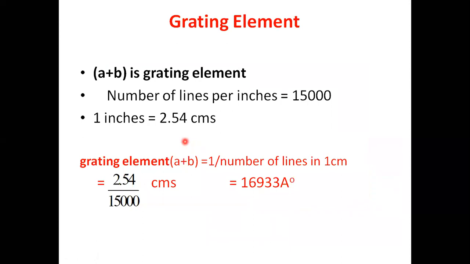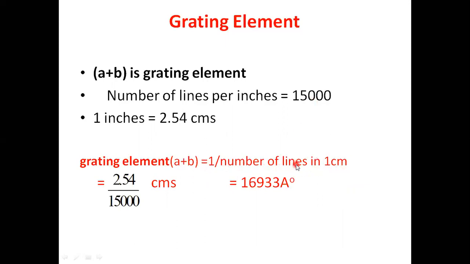LPI means lines per inch. So 15,000 lines per inch means this information will help us to calculate the grating element of this grating. What is the mathematical definition of grating element? The grating element is equal to the reciprocal of the number of lines in 1 centimeter. So it is 1 over the number of lines in 1 centimeter.